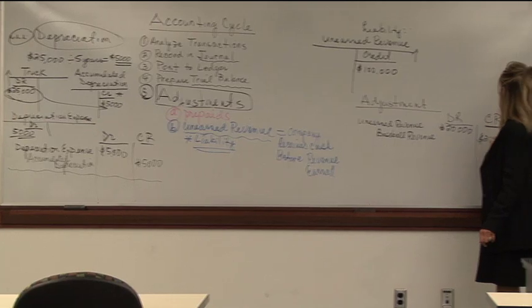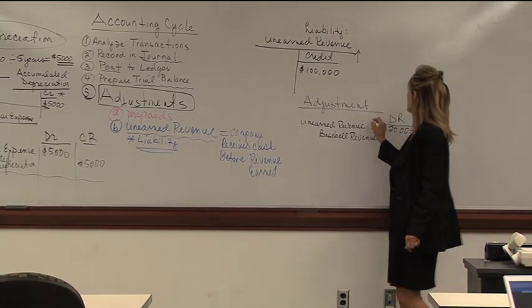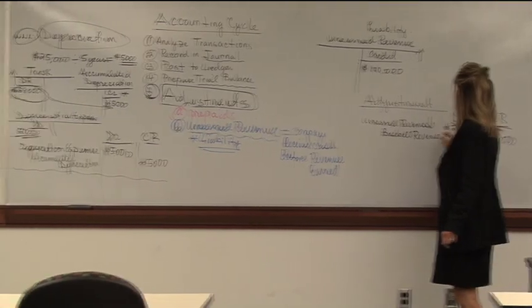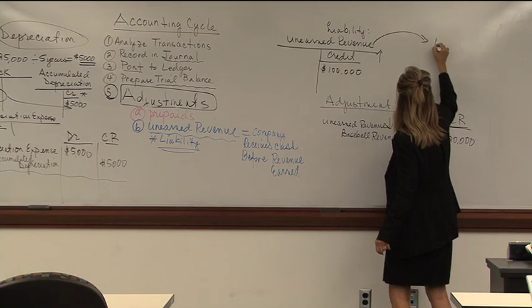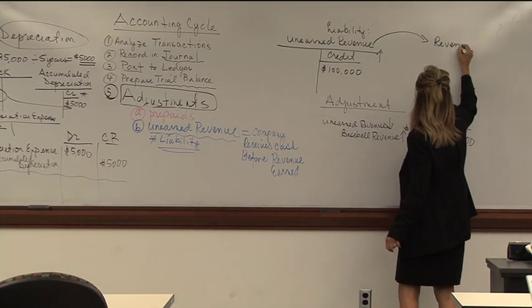Yay, that's a win-win. Liability down, revenue up. So it's going to go from the unearned revenue account to the revenue.